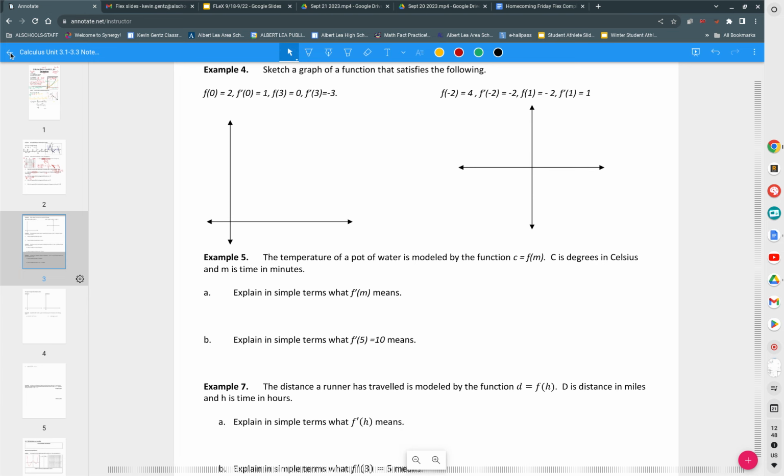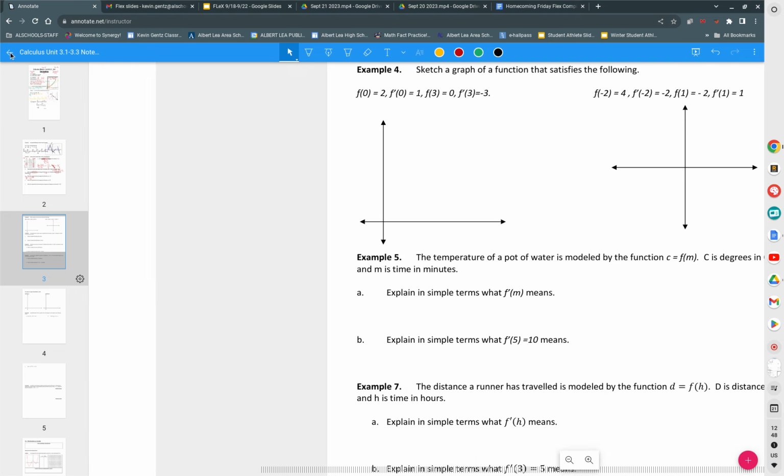It says sketch a graph of the function that satisfies the following. We want a graph. There's an infinite number of answers for this. It says f of 0 is equal to 2, f prime of 0 is 1, f of 3 is 0, and f prime of 3 is -3.